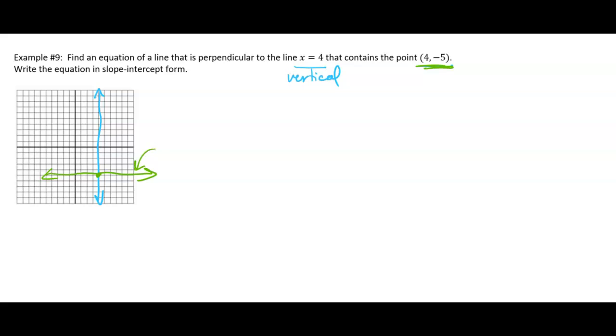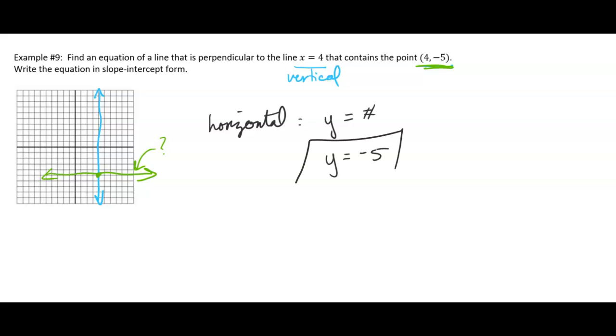So what's the equation then of that line? Well, it's a horizontal line, so horizontal lines are going to be y equals some number. Well, what's the number? Like, where's it at? It's at y equals negative 5. So then that's going to be the equation for that green line.